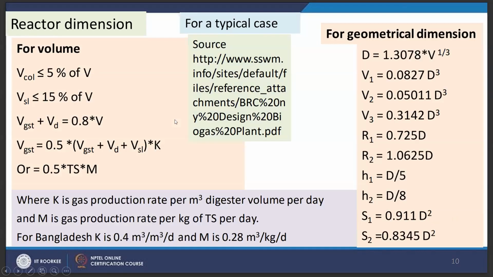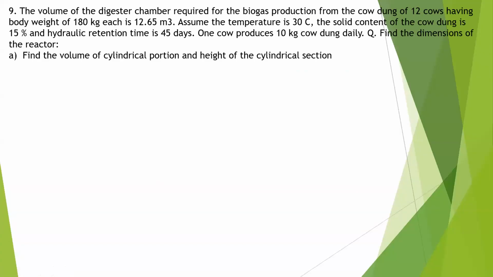So we will see how these are related. These are the geometrical dimensions, and there are some formulas to calculate the volume, dia, radius or height. These are related with capital D, that is dia. For the reactor cross section, we can find the volume of each section by using these formulas.